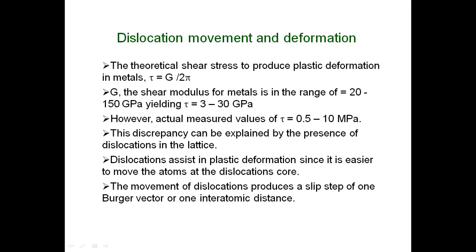Okay, so normally if you calculate the value, the yield, it will be in between 0.5 to 10 megapascal. This discrepancy can be explained by the presence of the dislocation in the lattice. The dislocations, it will assist in plastic deformation, since it is easier to move the atoms at the dislocation core. The movement of the dislocations will produce a slip step of one Burgers vector, or one interatomic distance.